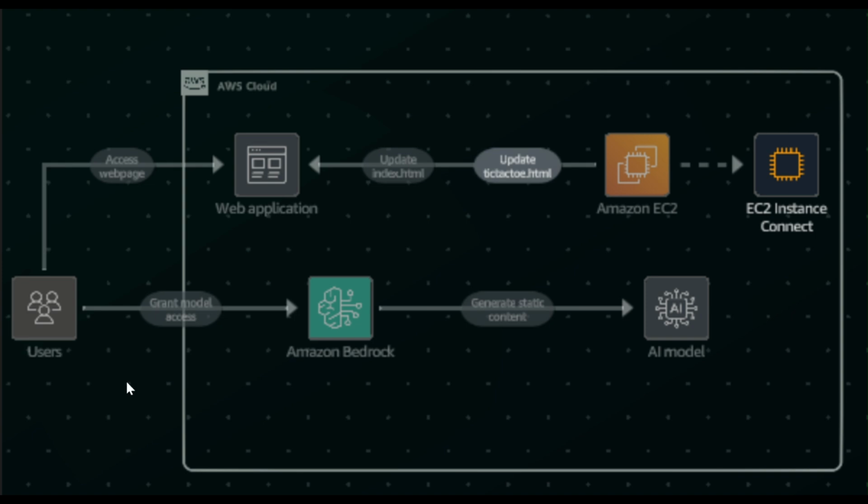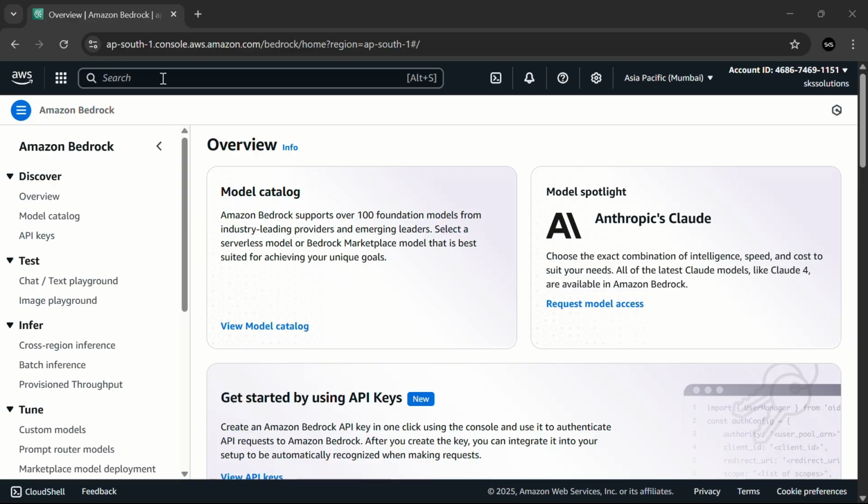Today in this video, we are going to learn about Amazon Bedrock, a generative AI service from AWS. We'll see how Bedrock helps developers make projects easier and provides code based on their prompts. We are going to give a prompt to Bedrock, which will generate the code using the AI model, and we'll host the application on an EC2 instance. Let us jump into the console.